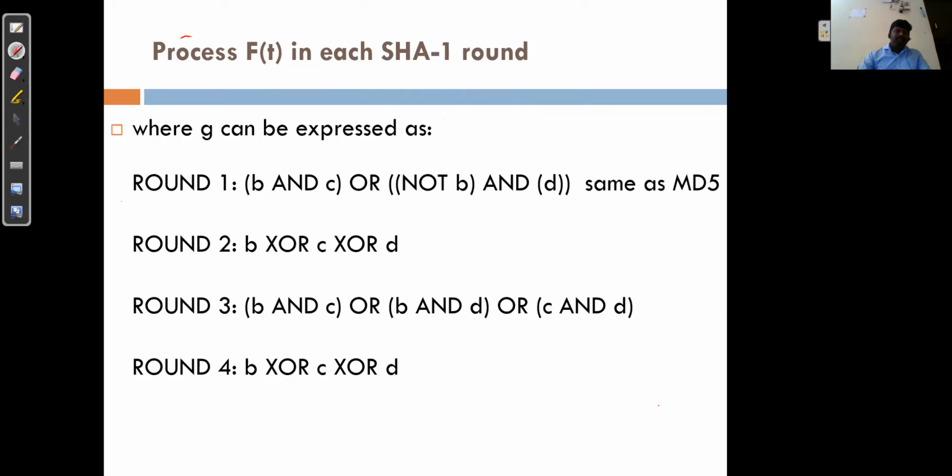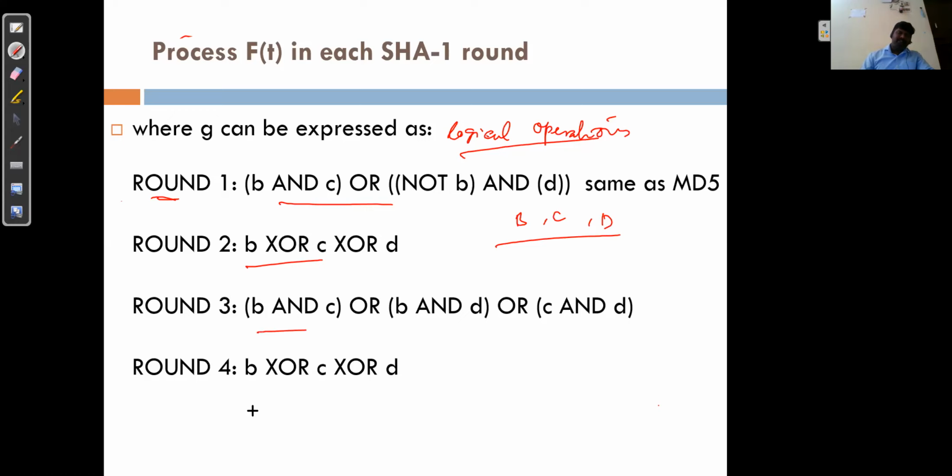These are the list of round operations. I was explaining round 1, which consists of logical operations performed on the values stored in the B, C, D registers. So this is the logical operation for round 1, round 2, round 3, and round 4. Each round has to be repeated 20 times, so it will be 80 times in accumulation.